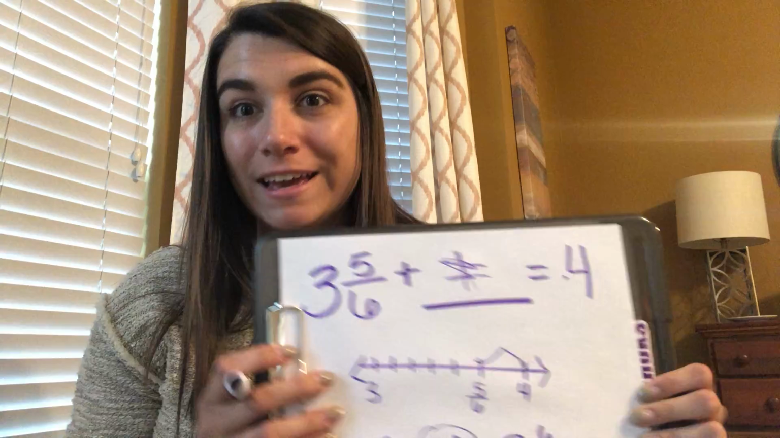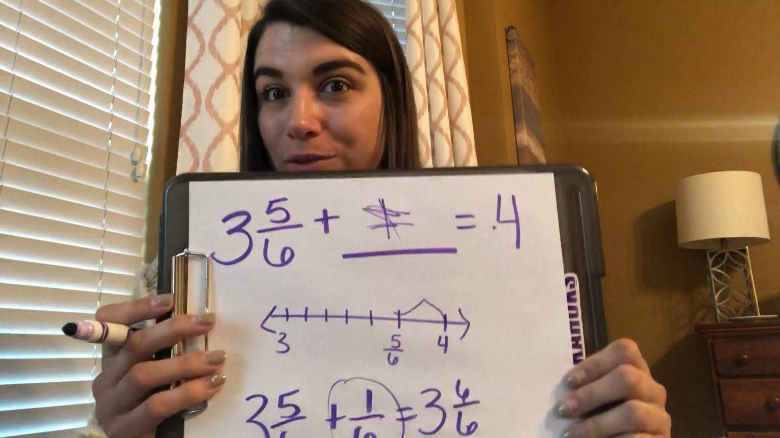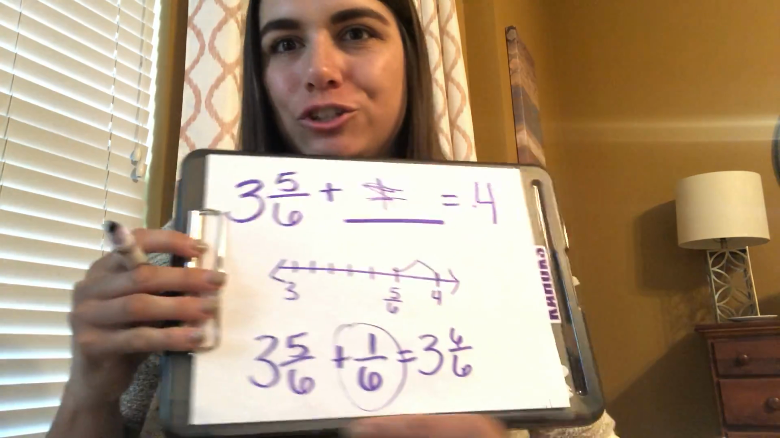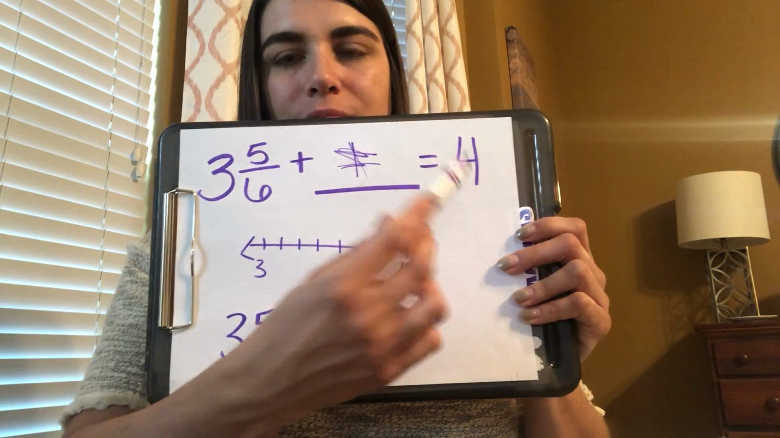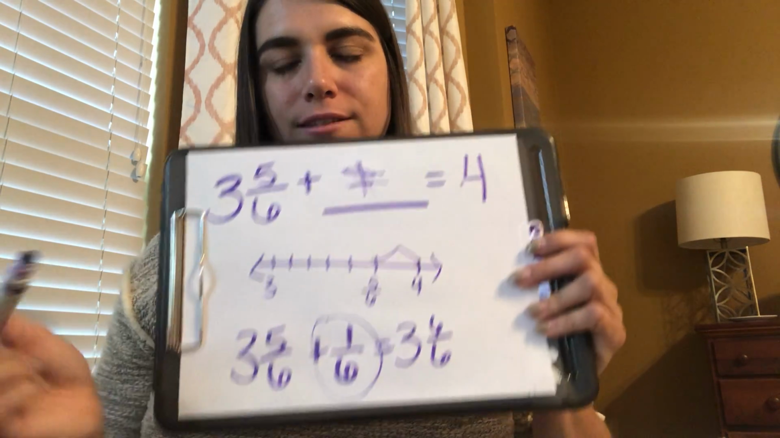So if you got this one right, virtual high five, because that is a tricky one. I wanted to throw in a little challenge problem there at the end. So remember, you can't leave it like that, it becomes the 4. So my answer would be 1/6.